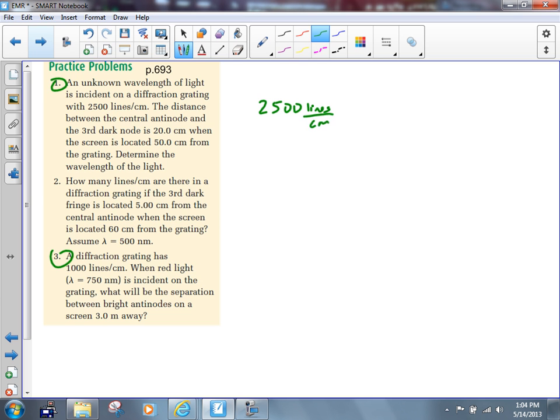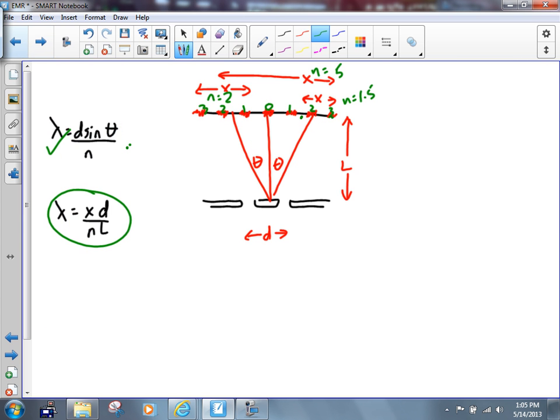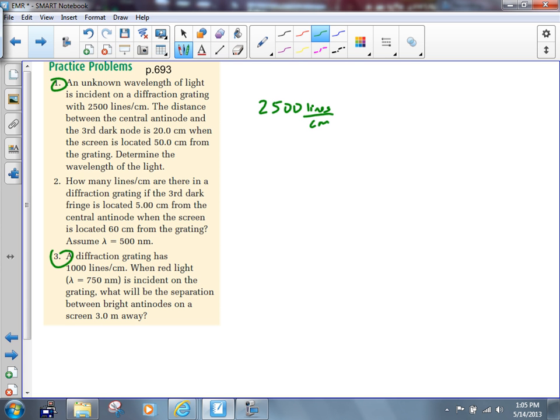That's not one of the variables that we identified on this diagram here. Yep. Good. It's equal to 1 over d. If you ever see the distance between the openings, it's d. If you ever see lines per centimeter or lines per meter, it's 1 over d. And then from that, we've got to get d. But that's easy. As long as we have this value, we can flip it over, take the inverse of it, and that should give us the value of d, in centimeters in this case.